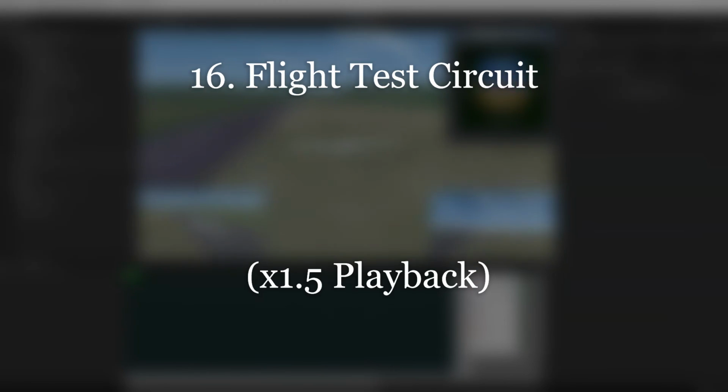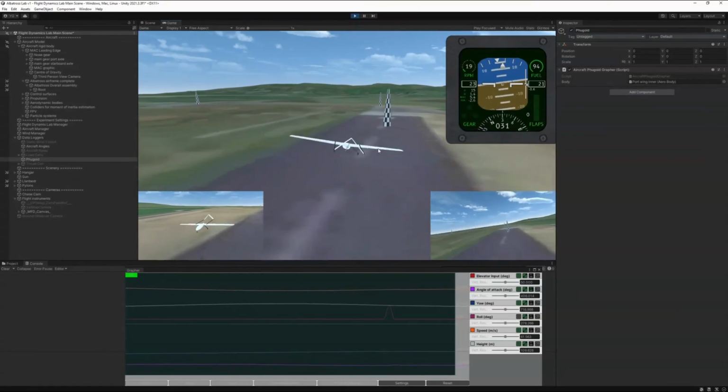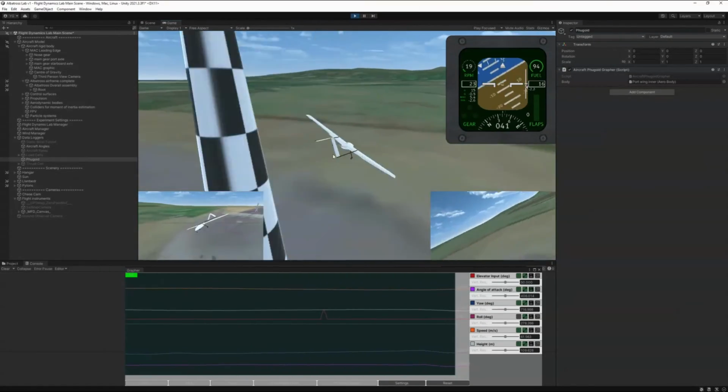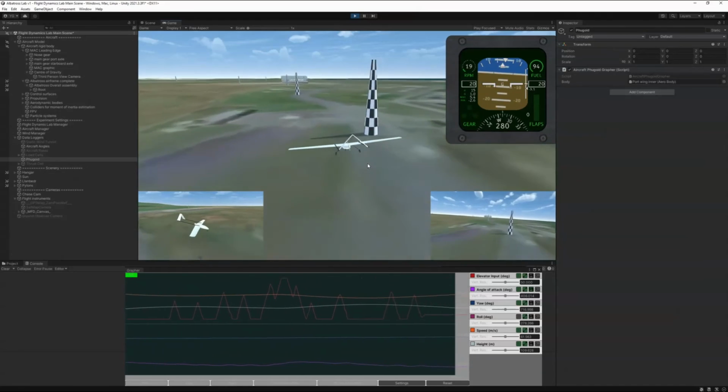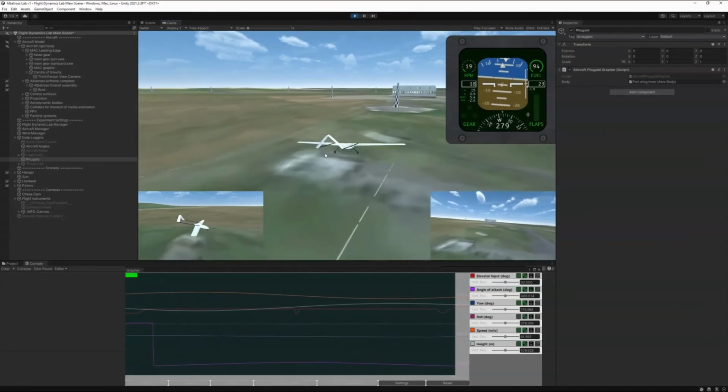And lastly, to demonstrate that the Albatross has been adequately configured, a test circuit lap was done at 30 meters set altitude and at 20 meters per second speed to demonstrate stability.